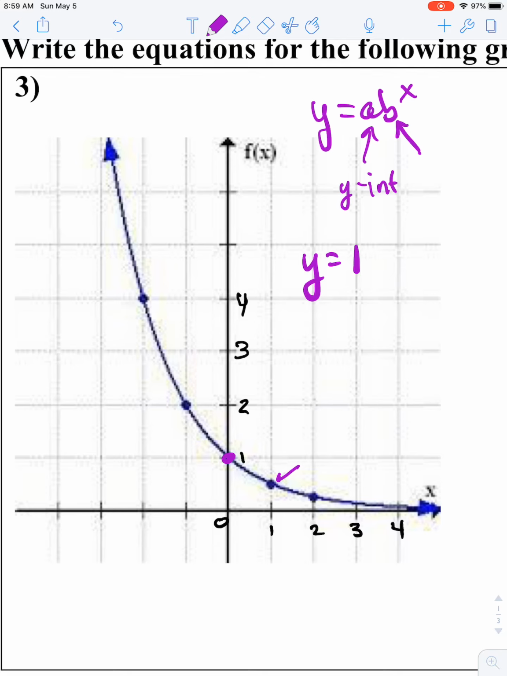Now this one right here appears to be at a half, but I'm not 100% sure. So what I'm going to do instead is use this one and this one, because those are very clearly at values. This one's at 1 and this one is at 2. And I could do the same thing. I could use the 2 and the 4. But I'm going, oops, sorry about that.